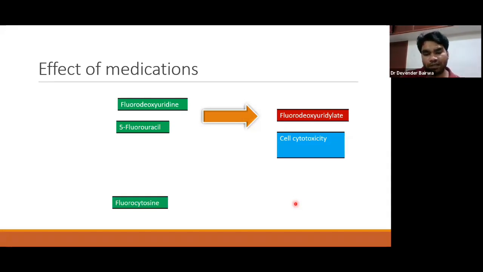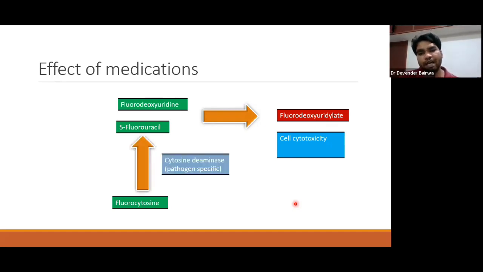Another antifungal drug is flucytosine. This actually gets converted into 5-fluorouracil by the enzyme cytosine deaminase. This cytosine deaminase enzyme is specifically present in bacteria and fungi. Because of that, this effect occurs only in pathogens and not in human cells.